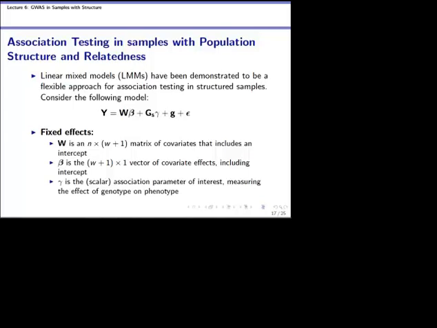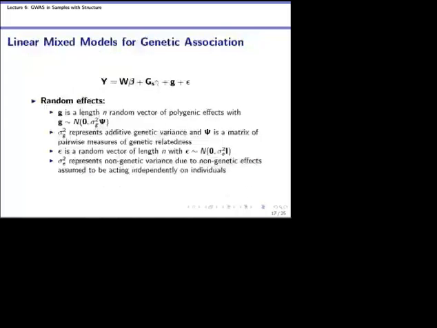So why is it called a mixed effects model? These are fixed in the analysis. We measured this, so that's fixed. Now there are random effects. G is the background polygenic effects influencing the trait of interest. G is all the different genes and genetic variants that are influencing the trait that we don't know about. And then E is just the random noise. So G is a vector of polygenic effects.